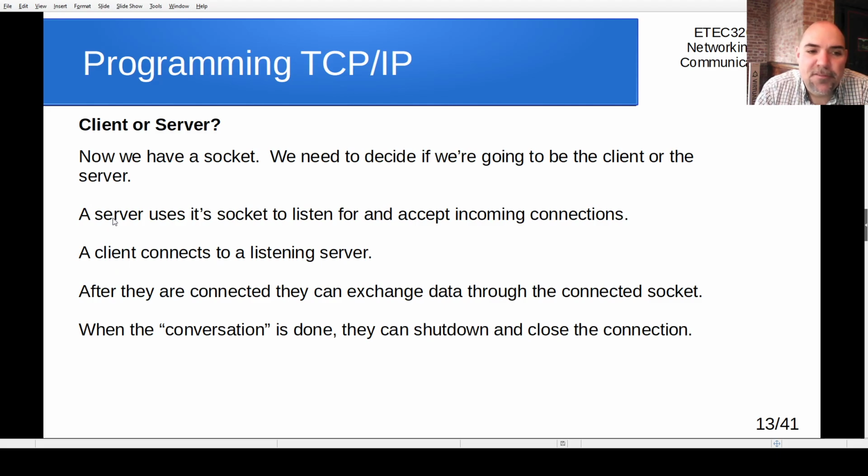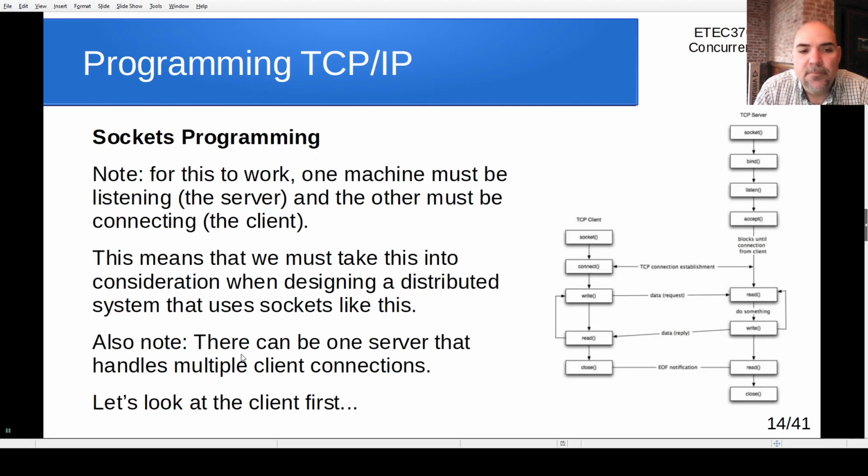Somebody has to be listening. Somebody has to make the call. The listening one has to accept the call. Once they're connected, they can exchange data either way until they're done, and then they can close the connection. So again, with socket programming, one machine has to be listening, which is the server. The other has to be connecting, which is the client. So we need to take that into consideration when we're designing or writing our code for this.